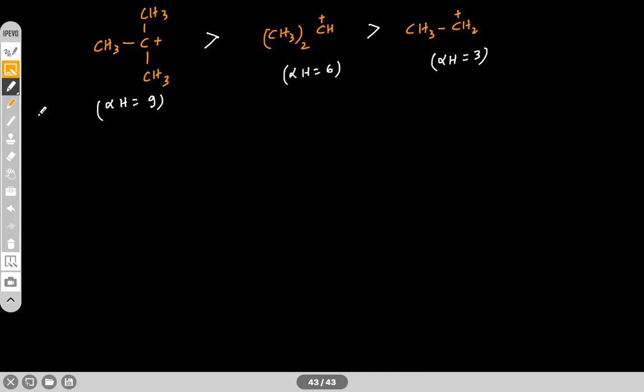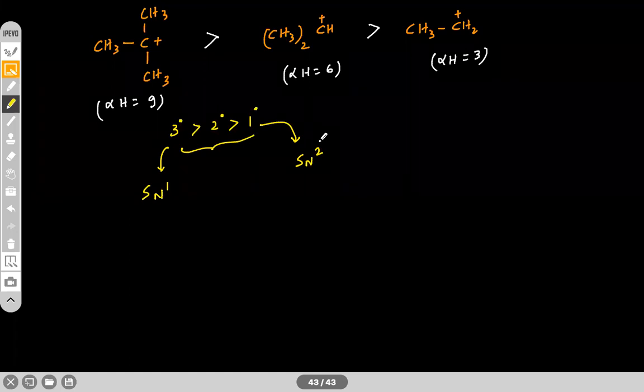The stability order for carbocation, as we have already discussed in GOC, is 3-degree, 2-degree, and 1-degree. So if you have a 3-degree alkyl halide, it has a major tendency to go under SN1 reaction because it gives a stable carbocation. 1-degree carbocation is not that stable, so primary alkyl halide goes under SN2 reaction mostly, if other conditions are same. So this thing you can keep in mind: 3-degree goes under SN1 and 1-degree goes under SN2.